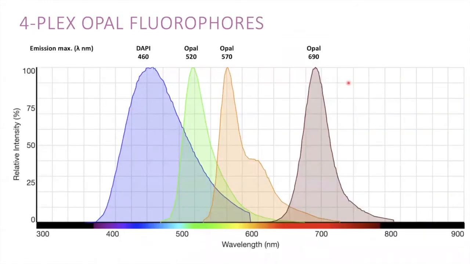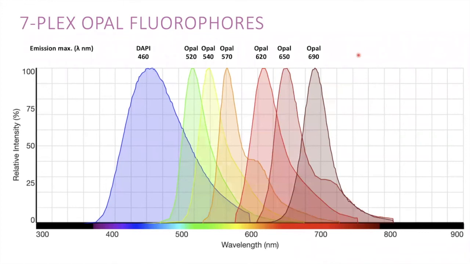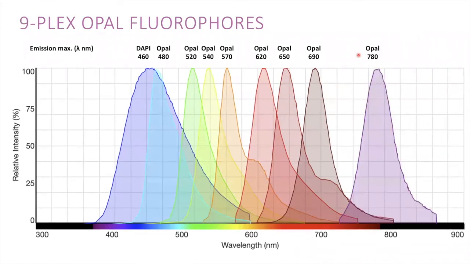Now, the 4-plex OPAL fluorophores you could use on a standard microscope using standard bandpass filters, and again we'll cover that in a few slides' time. So we've got our DAPI, which peaks at 460, OPAL 520, OPAL 570, and OPAL 690. But as we start going up to the 6-plex and then finally up to the 7-plex, you can see that it really starts to get complicated. You've got a lot of crosstalk and bleed through between each of your fluorophores, which really complicates the analysis.